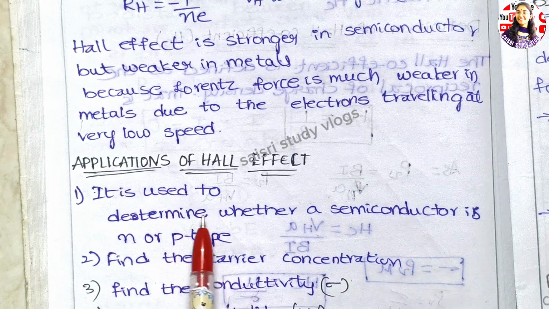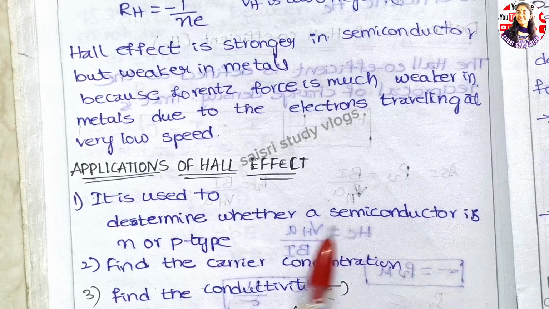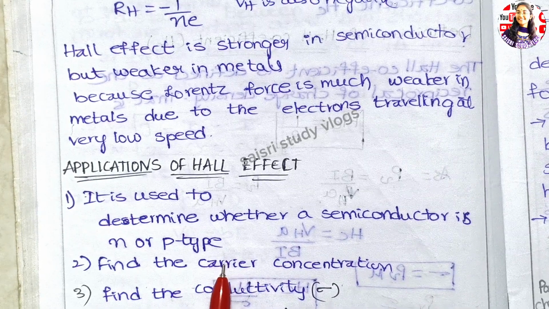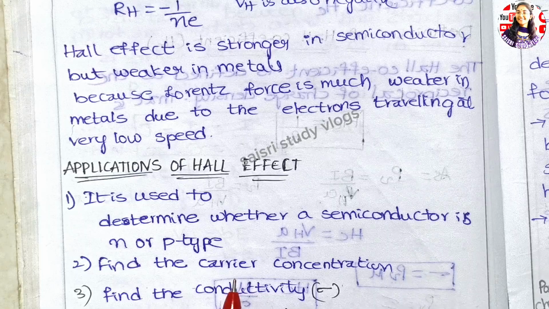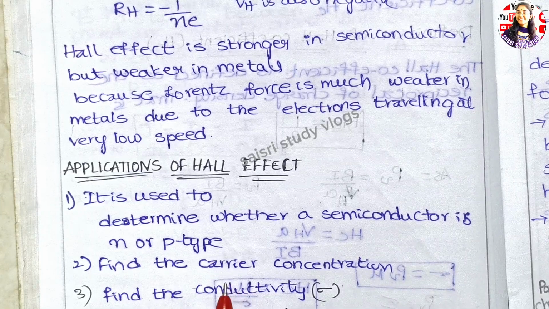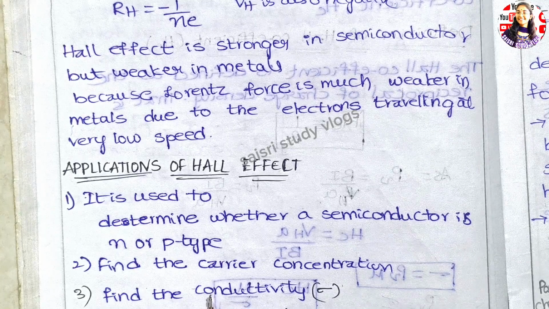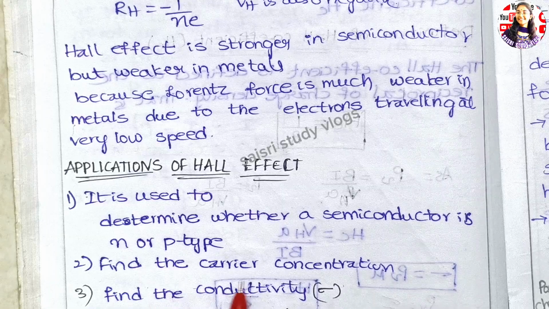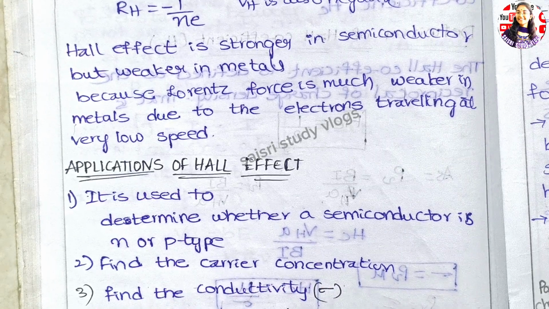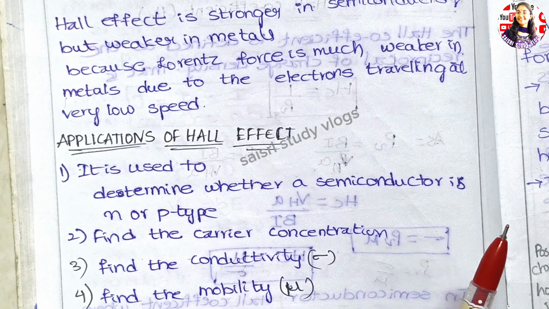So the applications are, it is easy to determine whether a semiconductor is p type or n type, because we can get the values of VH and RH. It may be negative or positive. If it is negative, then we can consider that it is an n type. If it is positive, then it is a p type. And we can find the carrier concentration, conductivity and the mobility. So these are the applications we have.